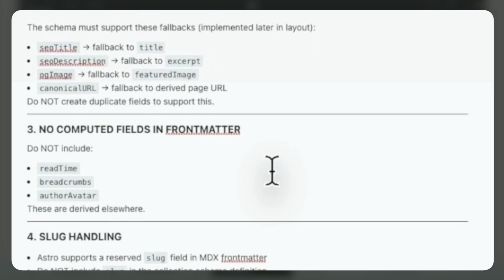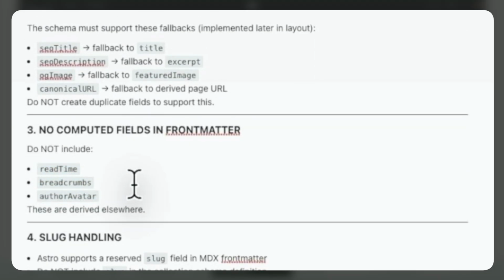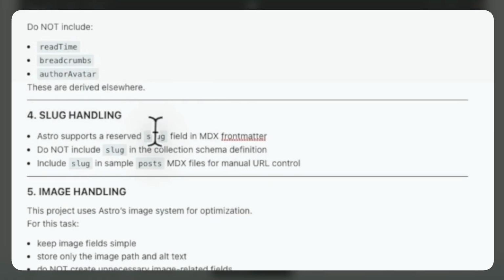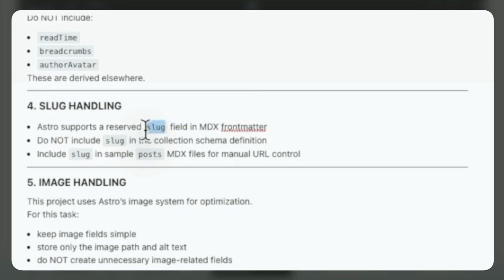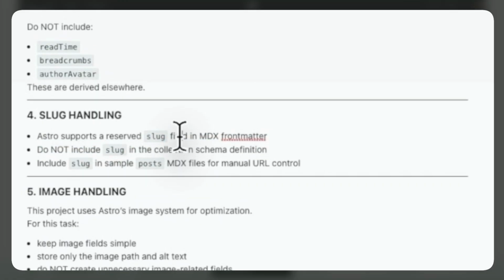Down here we have non-computed fields. So I was thinking about adding read time, breadcrumbs, and that type of thing. So there's different plugins and methods for taking care of that, which we will use in the future, but this is basically just to keep this setup minimal at the moment. The slug handling. So you don't want to use the word slug inside of your front matter because then it's going to interfere with Astro's system and that could break things. So we're just making sure it doesn't do that. And if we want to change the permalink for each individual post, we can do that later.